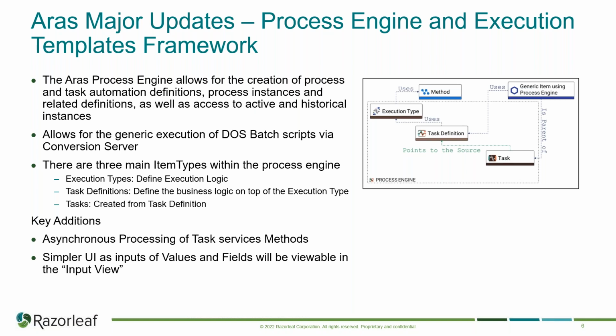Within the process engine, there are 3 main item types that are configured here. The first being the execution type. That'll define your basic execution logic, and that is done just by making use of standard methods that'll contain all of the logic that is necessary to perform whichever task you're trying to define. Alongside this will be our task definitions. These will essentially define the business logic that comes on top of that execution logic from the execution type. And multiple execution types are able to be assigned to the same task definition.